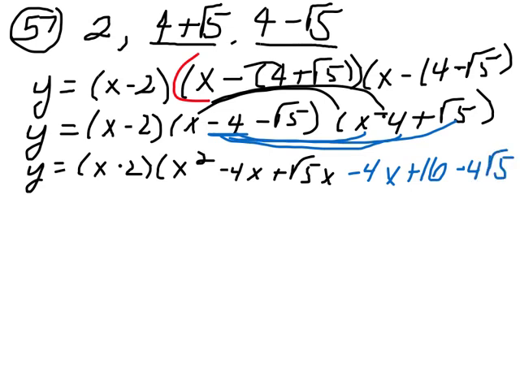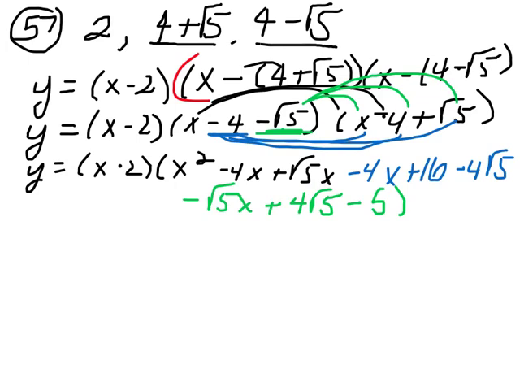I still got one more term to multiply here, the minus square root of 5. Negative square root of 5 times x is a negative square root of 5x. Negative square root of 5 times a negative 4 would be a positive 4 square roots of 5. And negative square root of 5 times a positive square root of 5 would be a minus square root of 25, which is a 5. Now, there's going to be some stuff cancel out here. So let's see what all happens here.